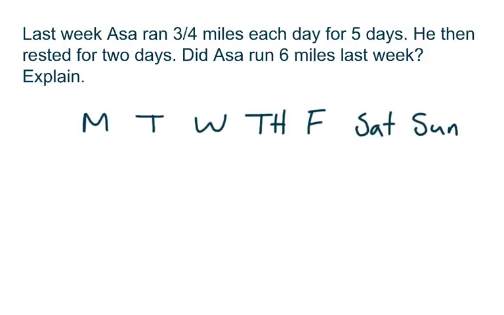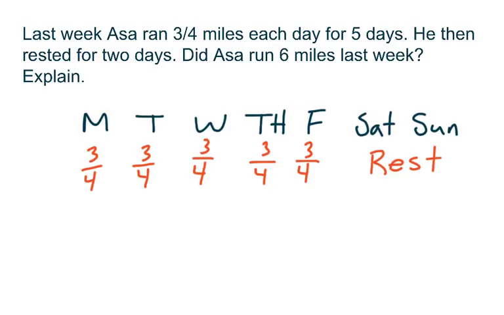So we all know that there are 7 days in a week. And so for 5 of those days, Asa ran 3/4 of a mile. So I wrote out our Monday, Tuesday, Wednesday, Thursday, Friday, Saturday, Sunday, our days of the week. And he ran 3/4 of a mile for 5 days. It doesn't matter what 5 days you choose, but I put 3/4 of a mile Monday through Friday, and then he rested for 2 days. So we want to know, did he run 6 miles last week?